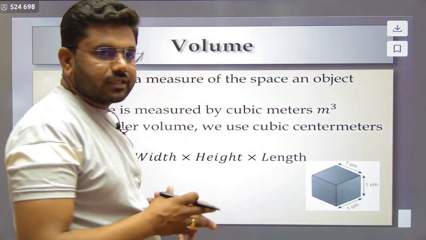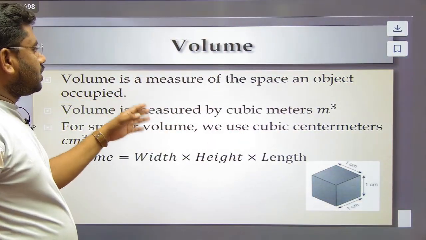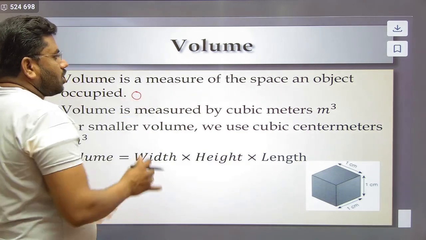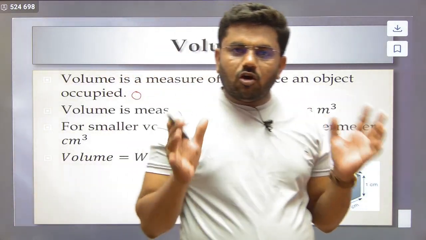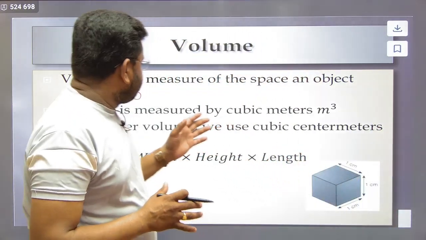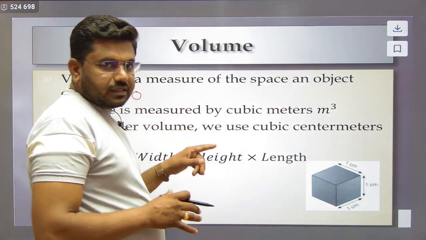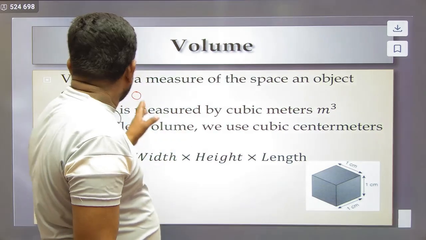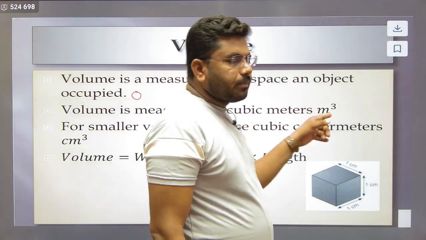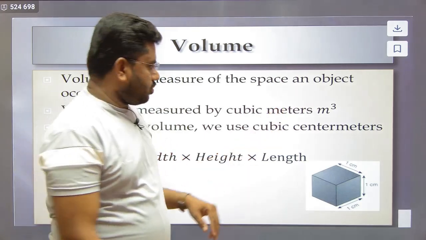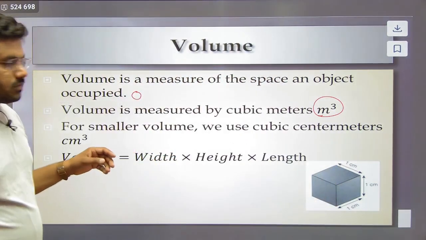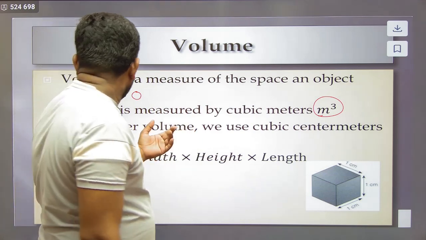Now the next topic is volume. Volume is a measure of the space an object occupies. Anywhere that space is occupied by any object, that is the volume of the object. We can say that volume is measured in cubic meters, or meter cube. Meter cube is the unit of volume measuring.